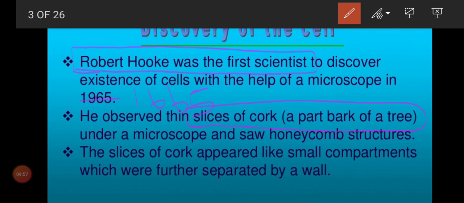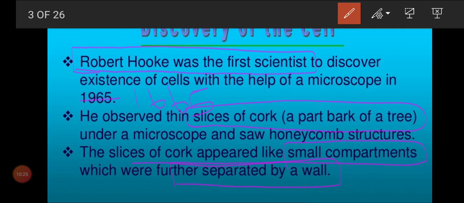How did he observe the cell? He took many sections, small pieces, and used a microscope to see the structure. What is the structure? It is like a honeycomb structure. Now look at the third point: the slices of cork appear like small compartments. What do you mean by small compartment? Small rooms. Compartment means small rooms, which were further separated by a wall.